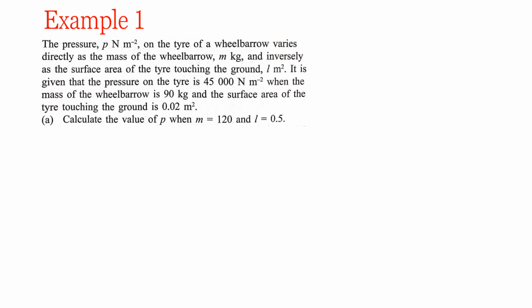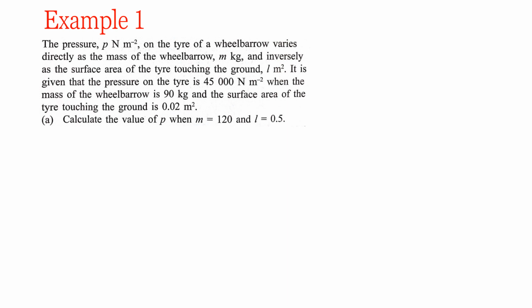It is given that the pressure of the tire is 45000 Newton per meter square when the mass of the wheelbarrow is 90 kilogram and the surface area of the tire touching the ground is 0.02 meter square. You need to calculate the value of P, the pressure, when the mass is 120 and the area is 0.5.